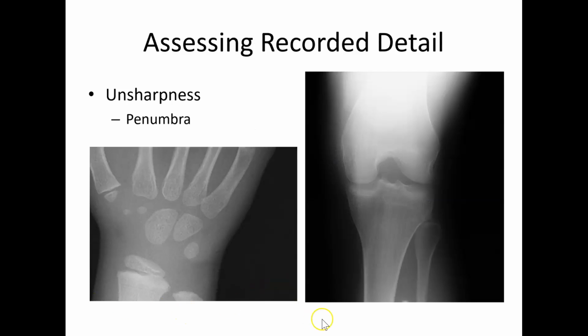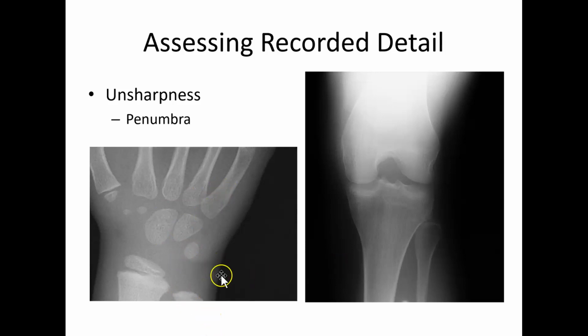All right, this slide is talking about recorded detail and how we assess it without the tools to find out the line pairs per millimeter. And as we talked about before, we look at the trabecular pattern in the bones to see what kind of sharpness we're seeing in our image. And if you remember the terms penumbra and umbra, penumbra is that blurry edge, and umbra is the actual shadow of the part.